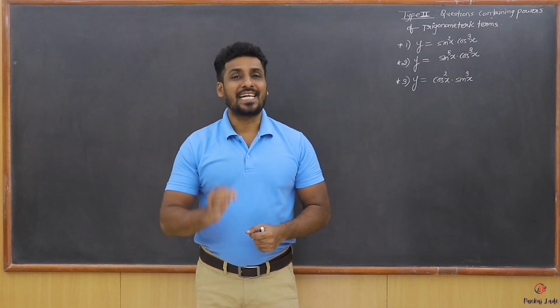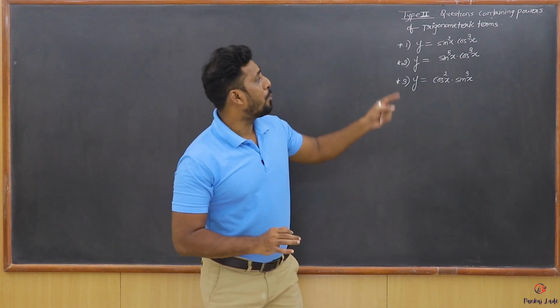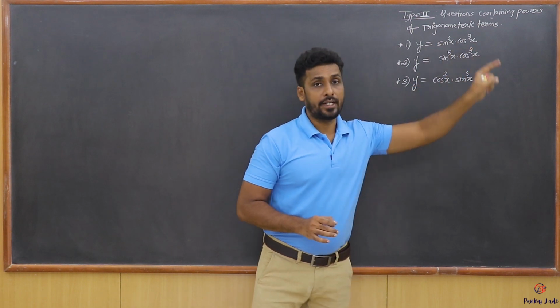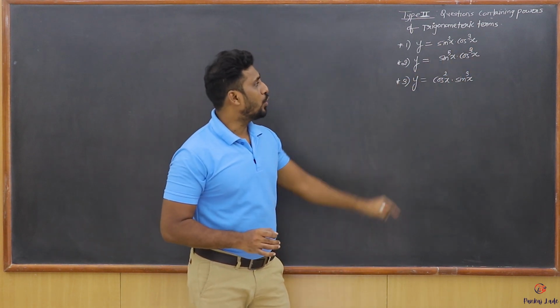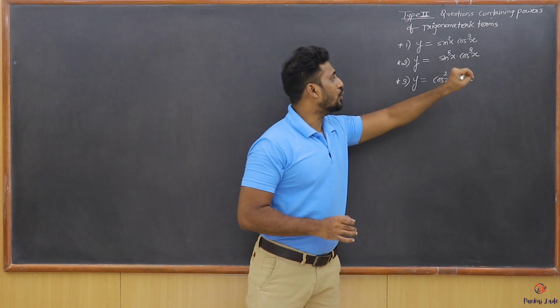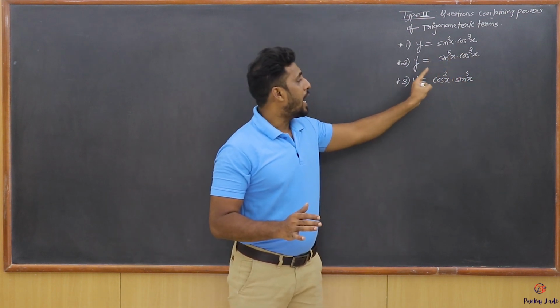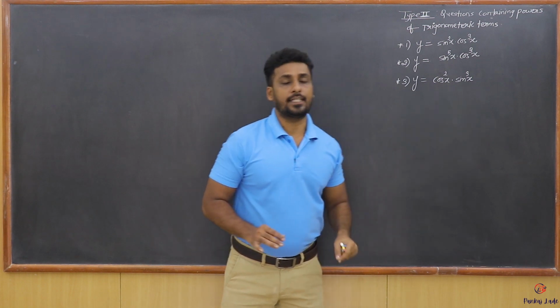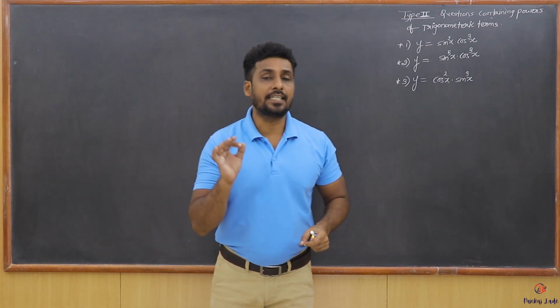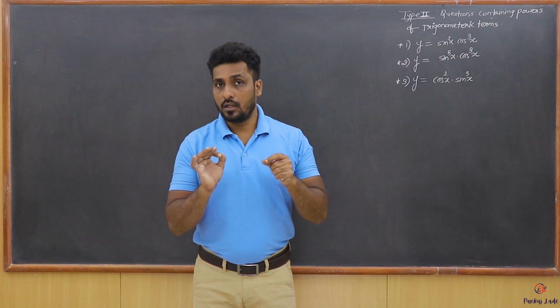Students, now in our next type of questions, we are having the powers of the trigonometric terms. So I have written 3 questions over here. Y is equal to sine square x into cos cube x. Then y is equal to sine raised to 5x into cos cube x. And cos square x into sine cube x. All the 3 questions have an exact same procedure of the solution.